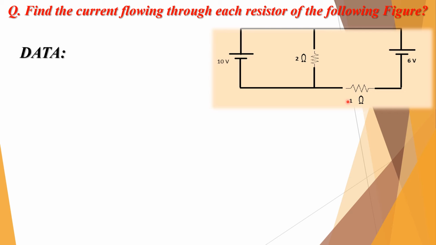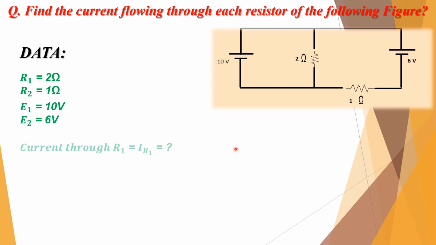Because it is a complex circuit, we can apply Kirchhoff's law here to solve it. We have R1 equals 2 ohms, R2 equals 1 ohm, E1 equals 10 volt, and E2 equals 6 volt. One thing you can notice here is that I didn't write a positive or negative sign with E1 or E2, because we can write it after assuming the direction of current through each loop.